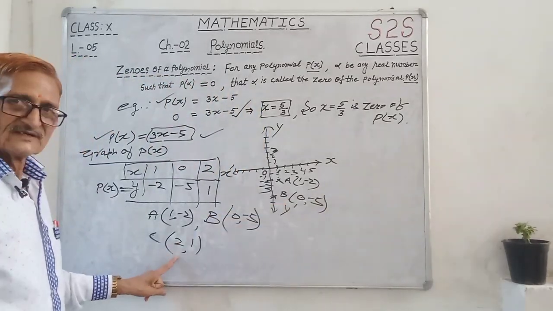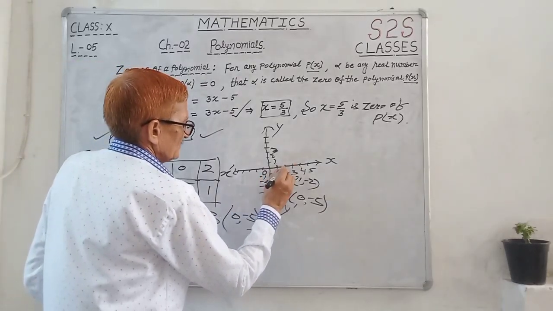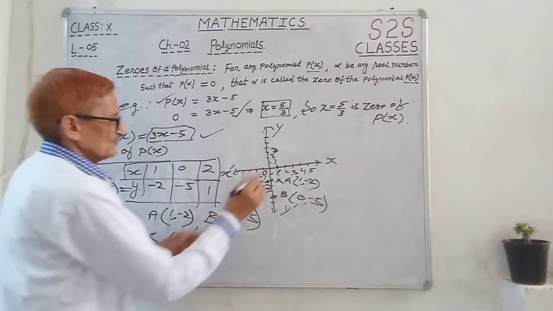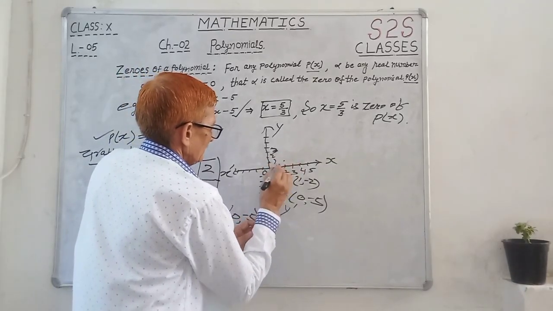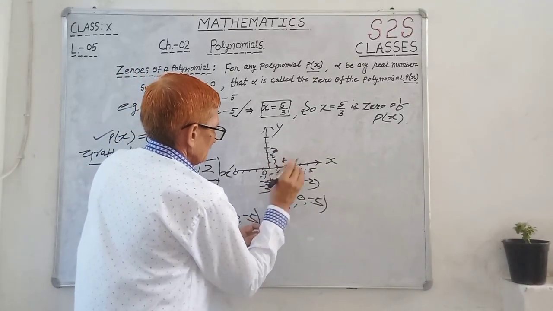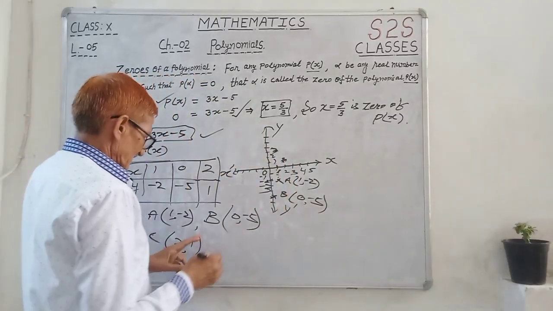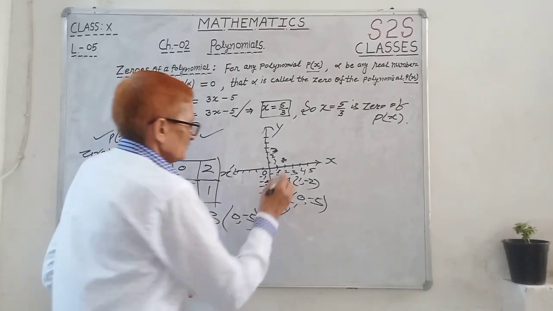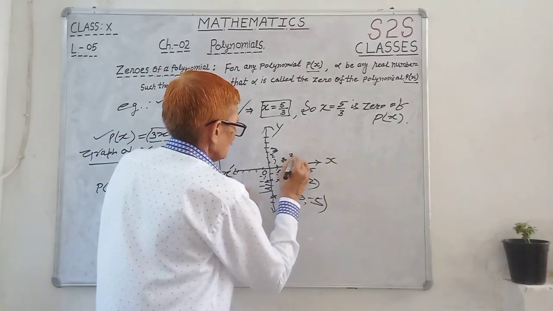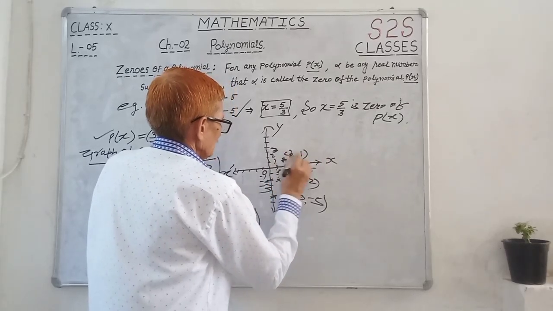After that, the C point 2 comma 1. Then x coordinate 2, this, and y is 1. So from 2, go upward 1. Vertically you go upward how many? One place, one step. So this is your 2, 1. This is your point C.